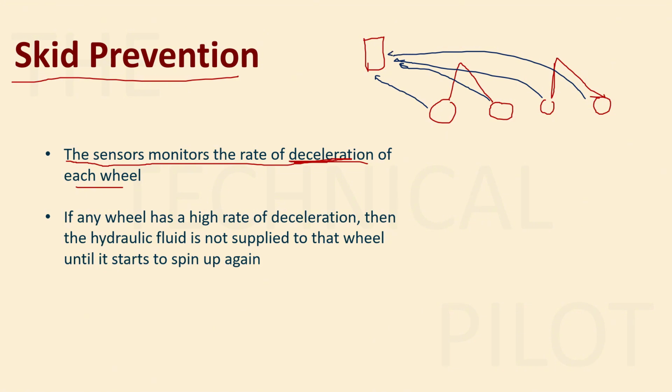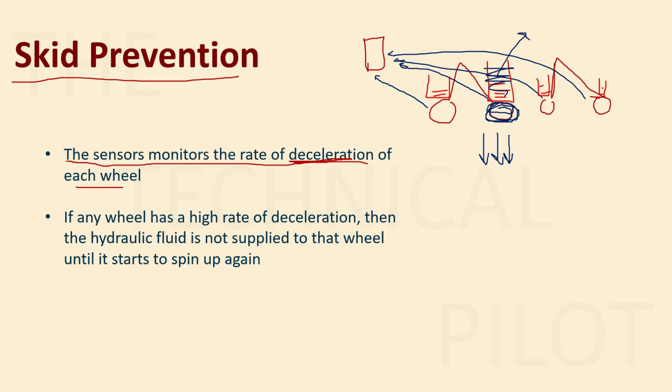This system will then compute and find out which wheel has the highest rate of deceleration. For example, this particular wheel here is getting the highest rate of deceleration, which means it is getting slower and slower very fast. So this might cause a skid. What the aircraft system will do now is release whatever braking pressure it was applying to this wheel. It will remove the pressure that was applied here.